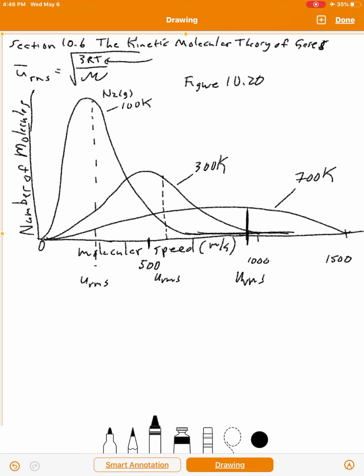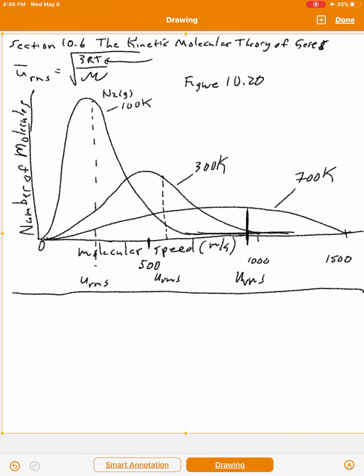Now, that's the relationship between temperature and the speeds of the molecules. There's another thing we could look at, which is how heavy are they? What are their molar masses? Are they heavy or light? So again, we're going to do another graph here. Let me see if I can make this a little bit bigger. Here we go. And now what we're going to do is same number of molecules.